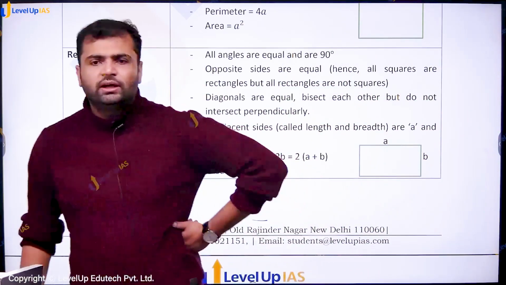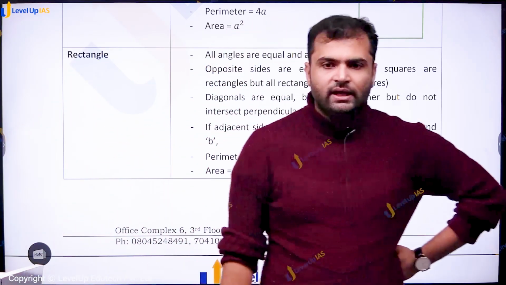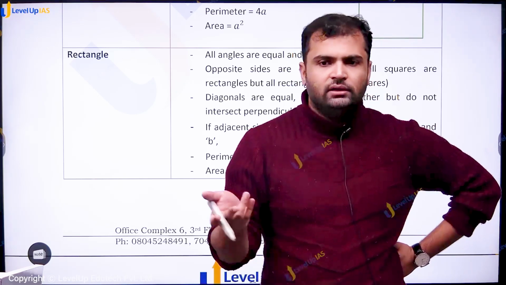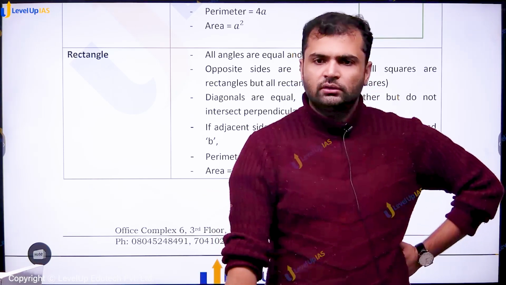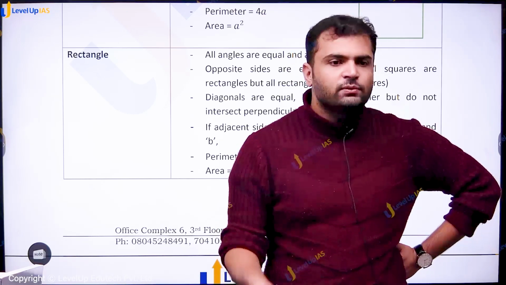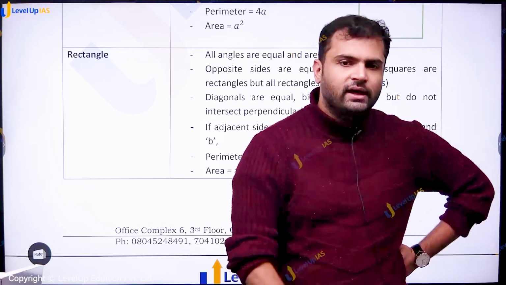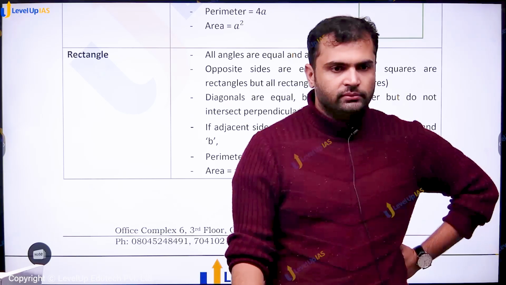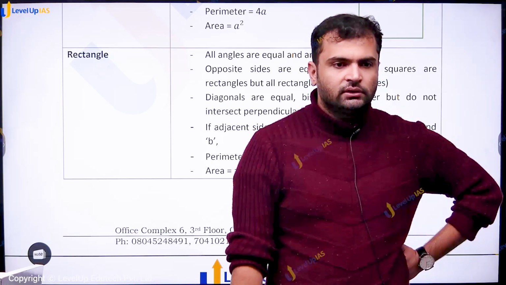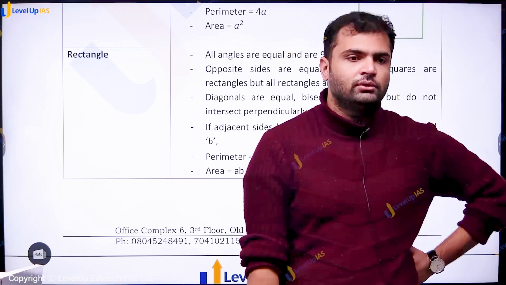If I make a statement that all squares are rectangles, would that be correct? All squares are rectangles. What are the properties of rectangle? All angles should be 90 and opposite sides should be equal. Would the square follow that property? Yes. For square as well opposite sides are equal. For square as well all angles are 90. So all squares are rectangles. No problem. Right? Pratisha? All squares are rectangles. That is true.